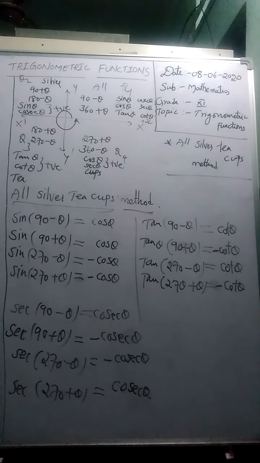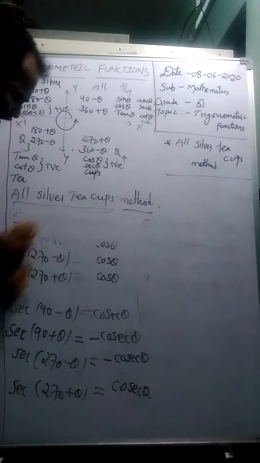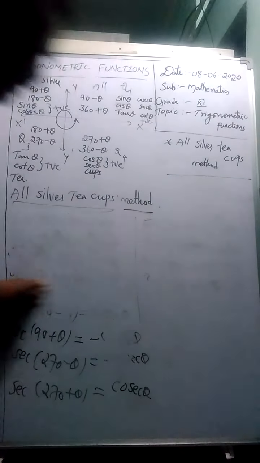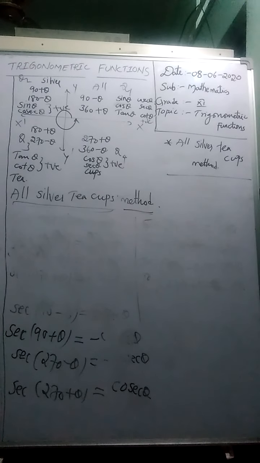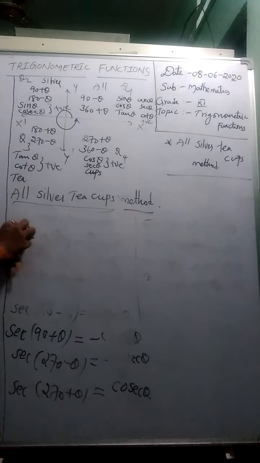Let us discuss how it changes when it is an even multiple of 90. So here, now we discussed odd multiples of 90. Odd multiples of 90 means, as we know, 90, 270 and so on. Let us discuss how it changes for even multiples of 90, students.